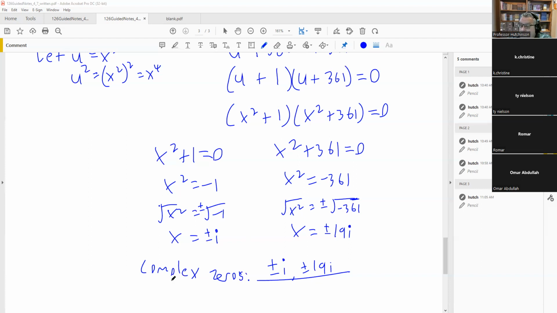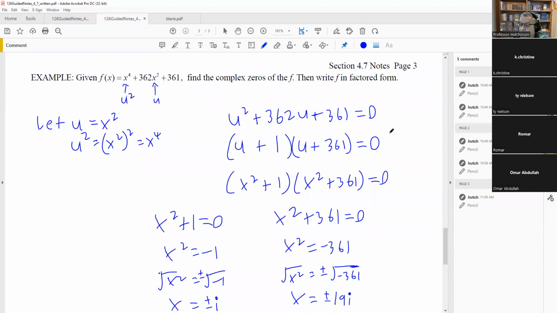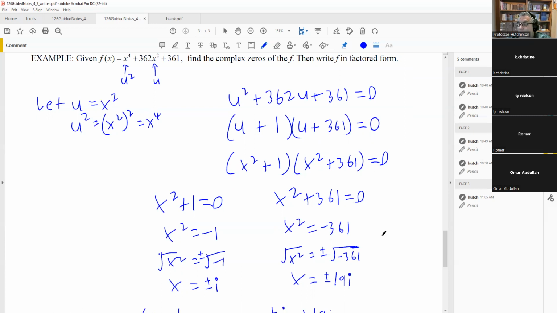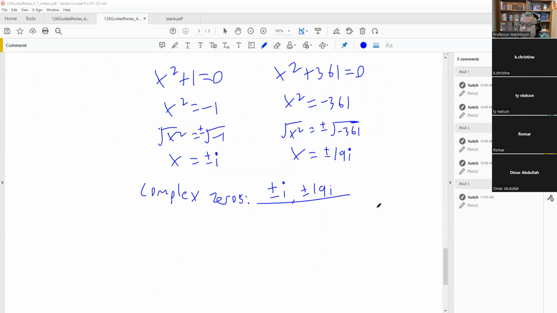Now there is another part of this too. It says up here, then write f in factored form. Okay. Now, yes, the factored form, we do have this right here. Technically, we have x squared plus 1 and x squared minus 361. But what they want for the answer, or what they're expecting to put in here, is they actually want an answer with i's in it as a result. Okay, so with that, what we'll do, so we'll do factored form.